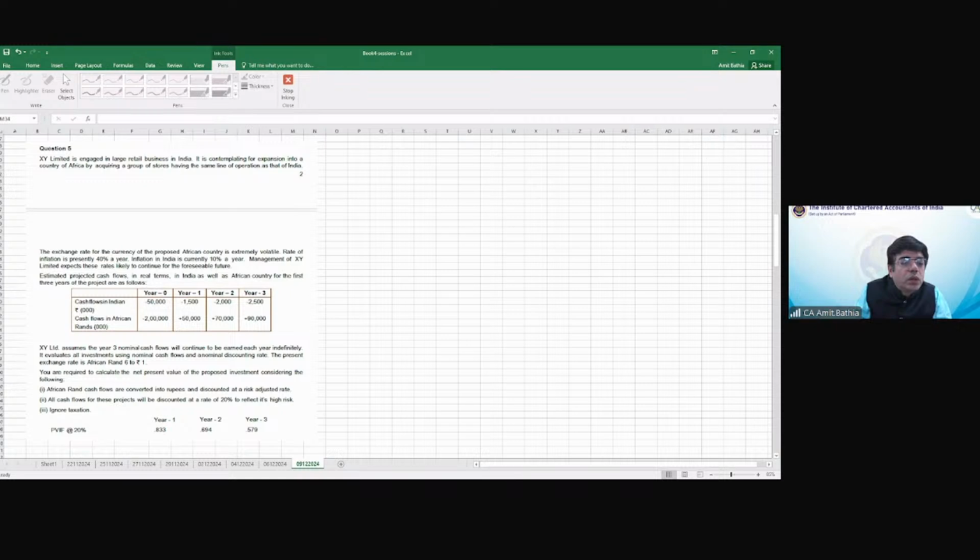These two words have a huge implication. How so? We will see that in the solution, right?